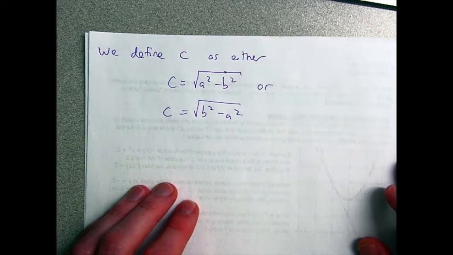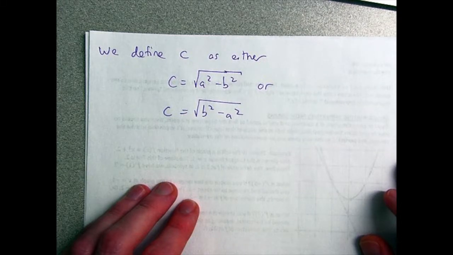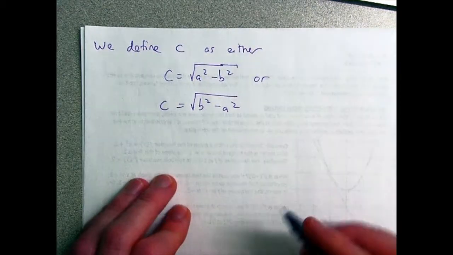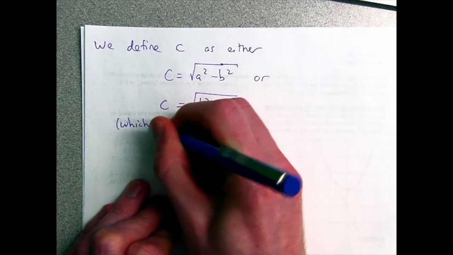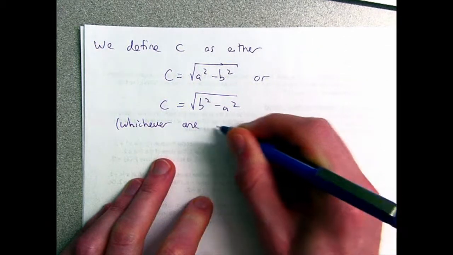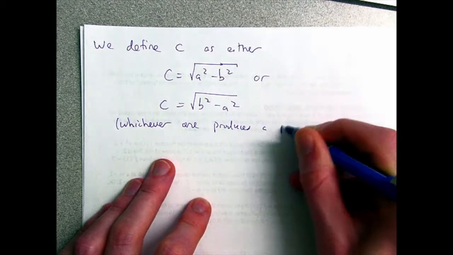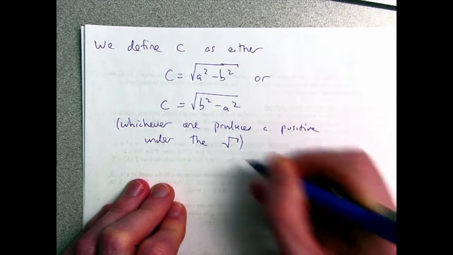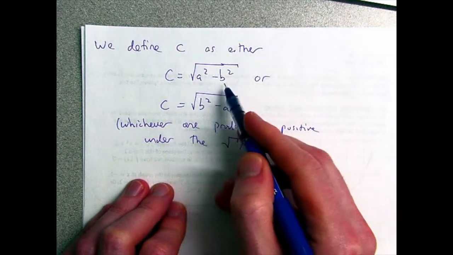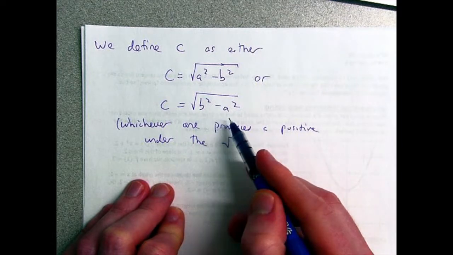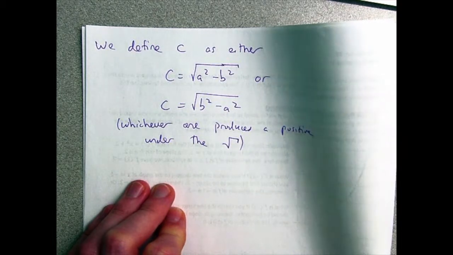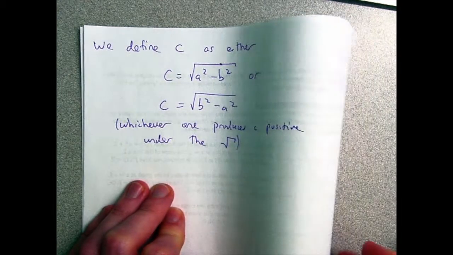Which one do you use? The answer is you use whichever one produces a positive number underneath the square root. We don't want a negative number underneath the square root. That would be like a complex number or something. So you use whichever formula produces a positive number under the square root. So if a squared is larger than b squared, you would use this one. If b squared is larger than a squared, you would use this one. All right, so this number c that I've just defined, what does it correspond to geometrically? What does it tell you about the ellipse?